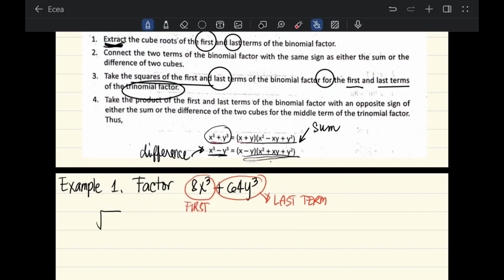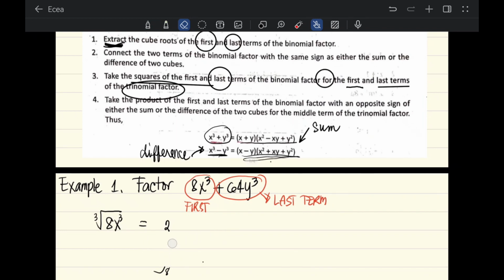So, the cube root of 8x cubed is equal to, what is the cube root of 8? The cube root of 8 is 2. Why? When you multiply 2 to itself 3 times, that is equal to 8. 2 times 2 times 2. 2 times 2 is 4. 4 times 2, that is 8. That is why 2 is the cube root of 8.